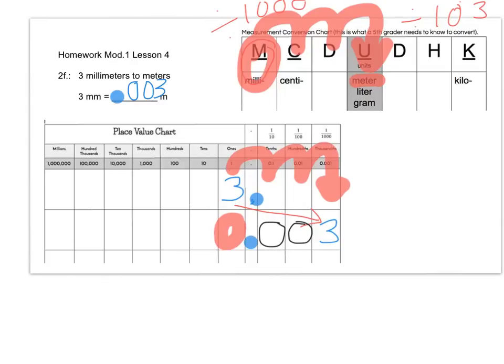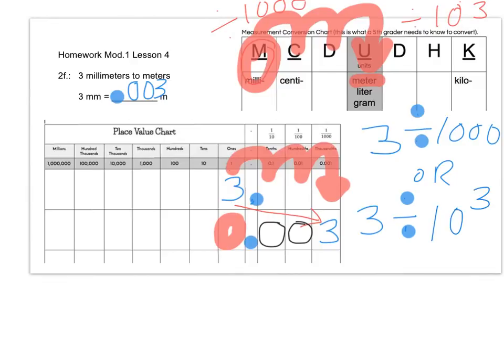And again, we would get that by taking our 3 millimeters and dividing it by 1,000. Or, writing it in exponential form, we would take 3 and divide it by 10 to the third. The division symbols are not showing up very well. And that's how we came up with 3 thousandths of a meter. That means it's only a very small part of a meter stick, or a very small part of a kindergartner. If we were to take 3 dimes and stack them up against a kindergartner, you can imagine how small that would be.